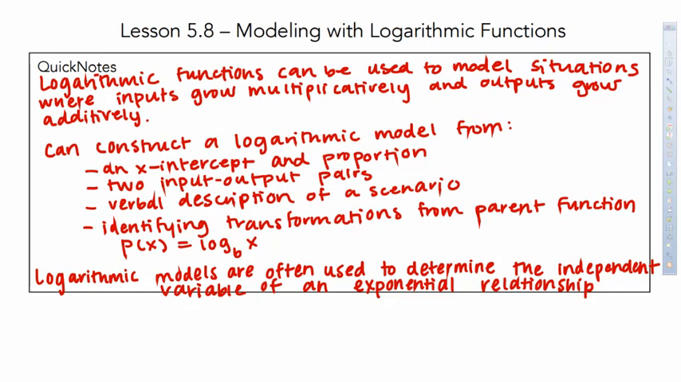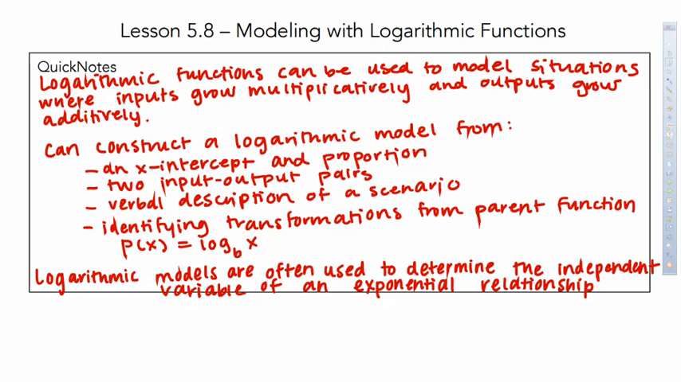We can construct a logarithmic model from one x-intercept and a proportion, two input-output pairs, a verbal description of a scenario where they give us some of that stuff, or identifying transformations from parent functions. So if we know what the parent function is and we know how the transformations are happening, we can move the thing around and figure out what the equation should be.